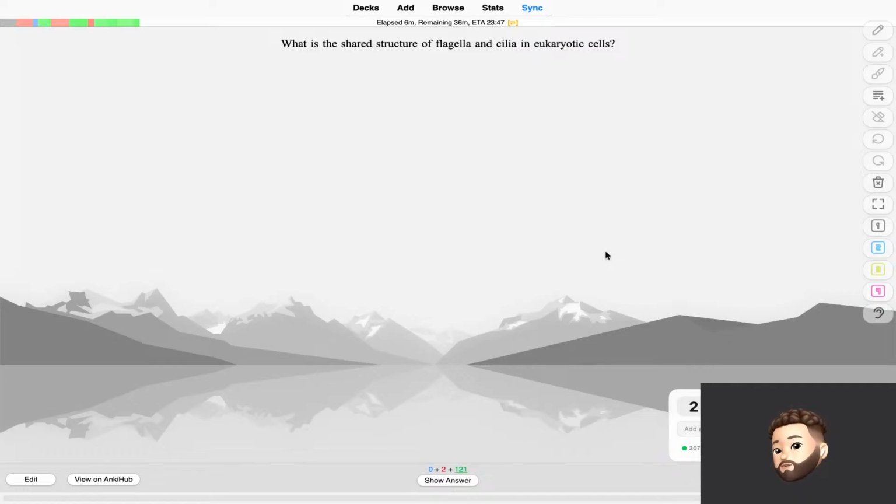The shared structure of flagella and cilia in eukaryotic cells. It's the 9+2 structure with the 9 doublets on the exterior and the 2 central doublets of microtubules.